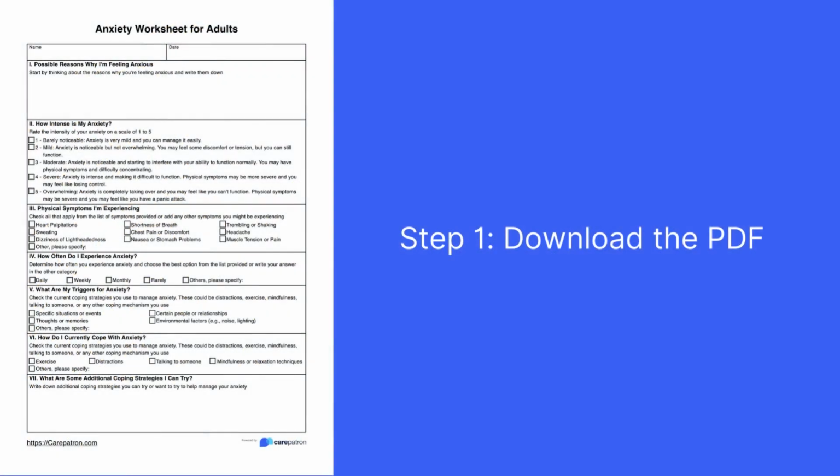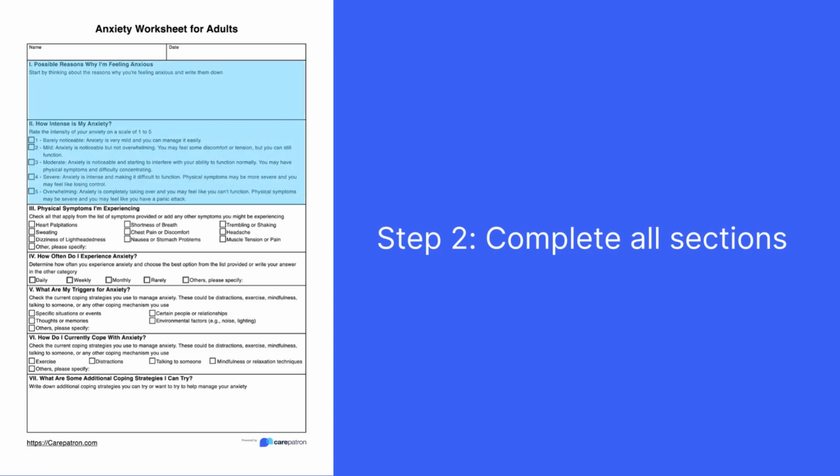The first step to using this worksheet is to download the PDF, which can be accessed through our website or app. You will then need to give the worksheet to the client to complete. Make sure that they include sufficient information under each of the 7 headings, including their reasons, their intensity, physical symptoms, frequency, triggers, how they're coping, as well as future steps. Make sure to also include the name and date.